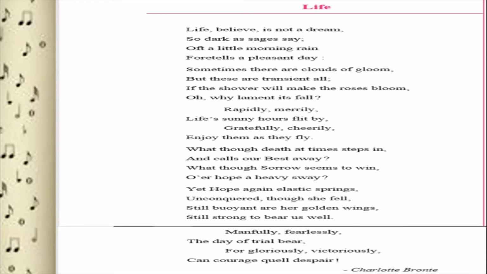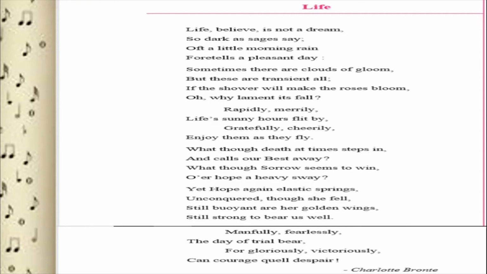So what is the name of our poem? It is Life. So life, believe, is not a dream, so dark as sages say. As we go along, I will try and explain the meanings of the words which appear here. So they are saying that life is not a dream. Charlotte Bronte wants to tell us that life, it is not a dream, and it is not dark also.